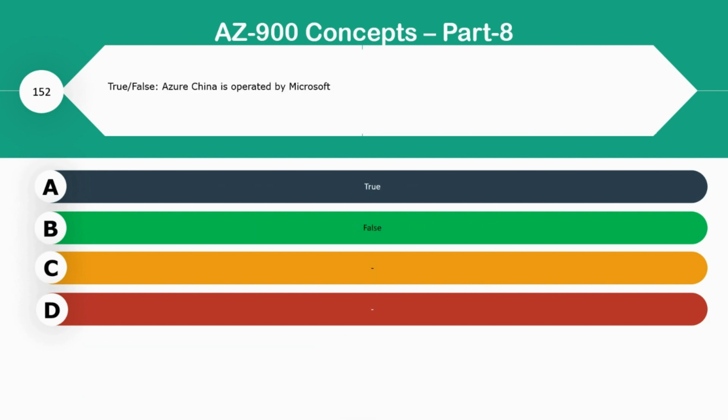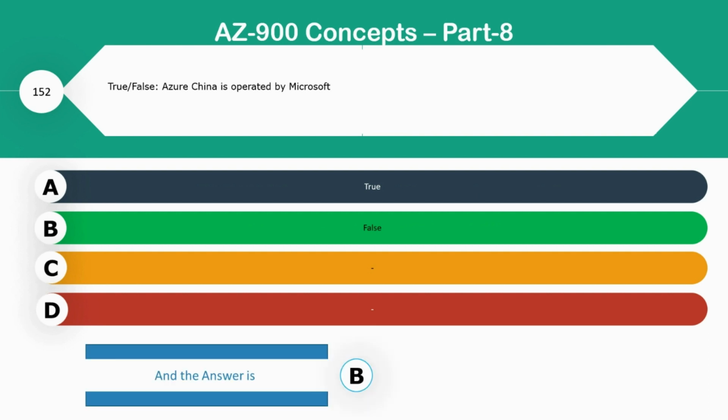True or false? Azure China is operated by Microsoft. Is it true or false? The right answer for this question is B, that is false. Because China East and China North are the regions available through the unique partnership between Microsoft and another Chinese company called 21Vianet, whereby Microsoft does not directly maintain the data center. This is mainly due to Chinese laws and regulatory requirements.